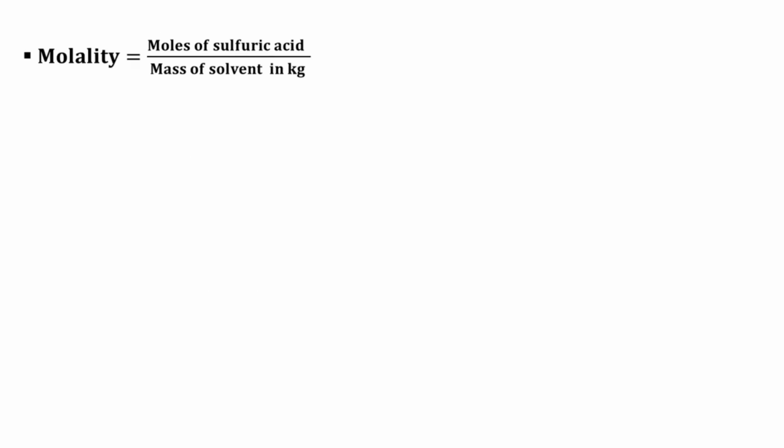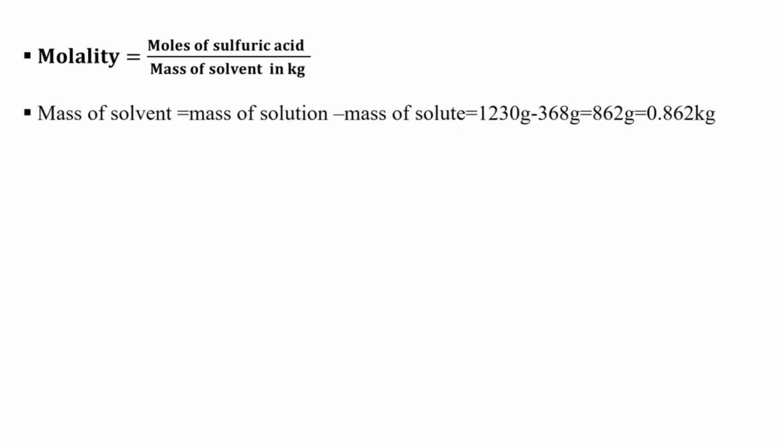We know that the molality is equal to the mole of sulfuric acid divided by the mass of solvent in kilogram. You have the mass of solution and you have the mass of solid, so you can determine the mass of the solvent, which is equal to the total mass, which is the mass of solution, minus the mass of solid. Then we get 1230 gram minus 368 gram, which gives 862 gram, equal to 0.862 kilogram as the mass of the solvent.